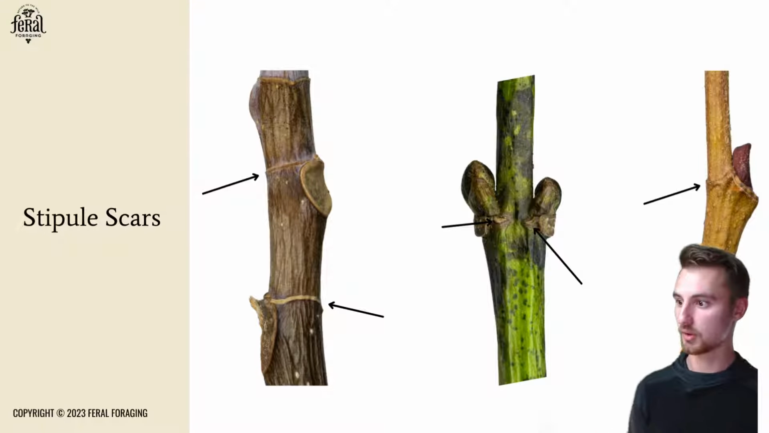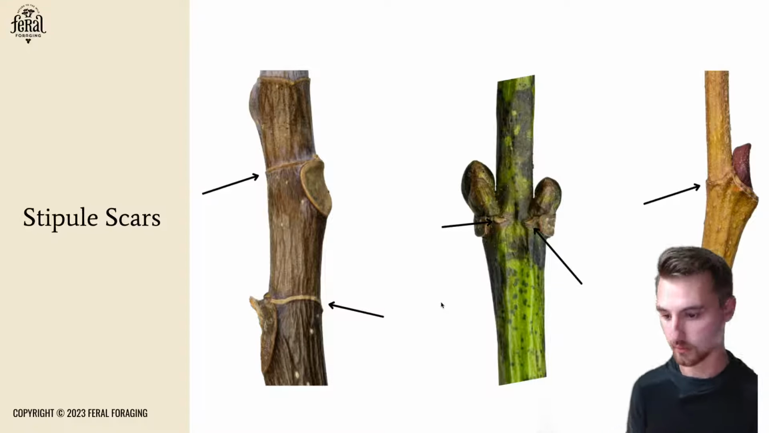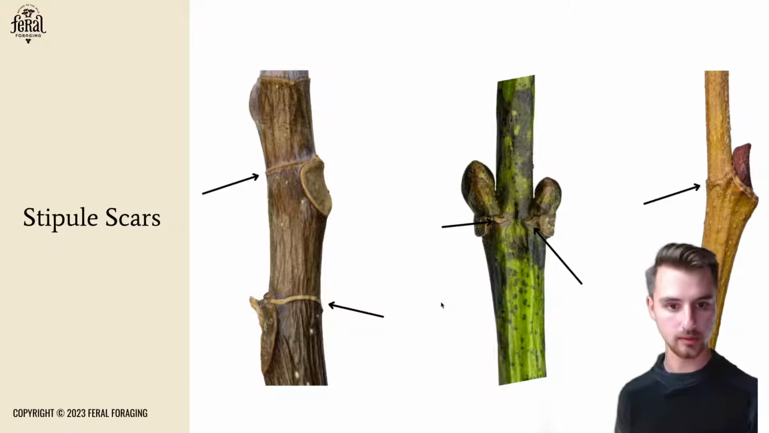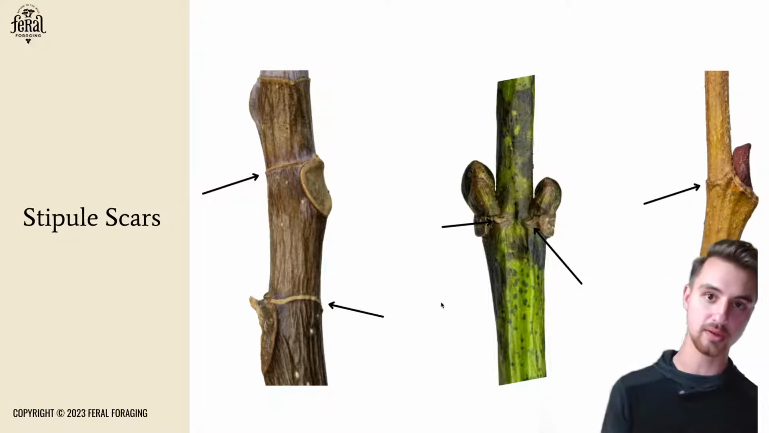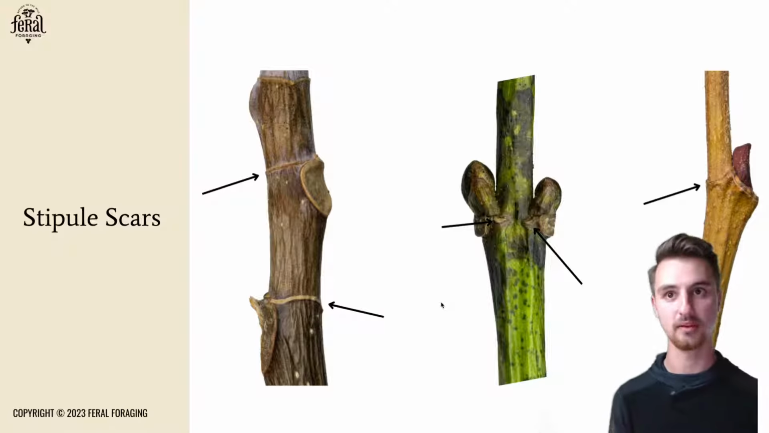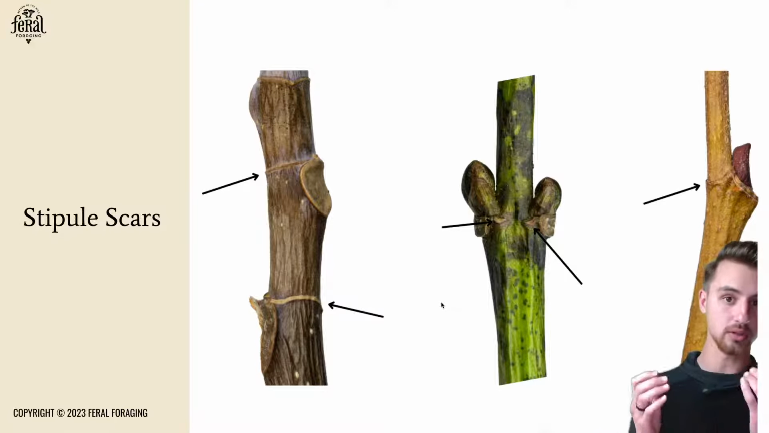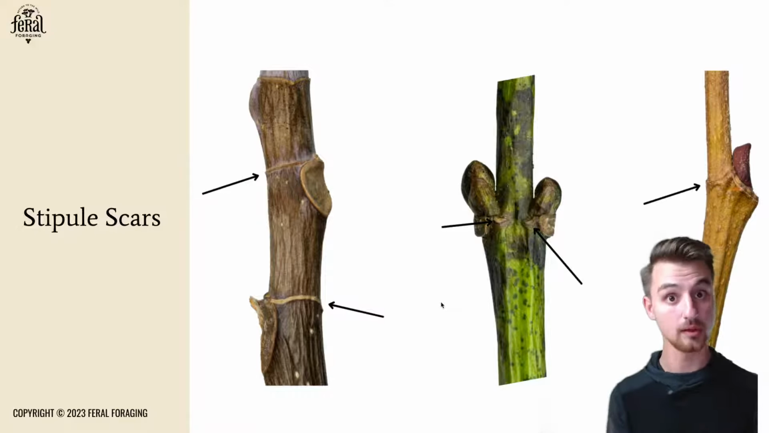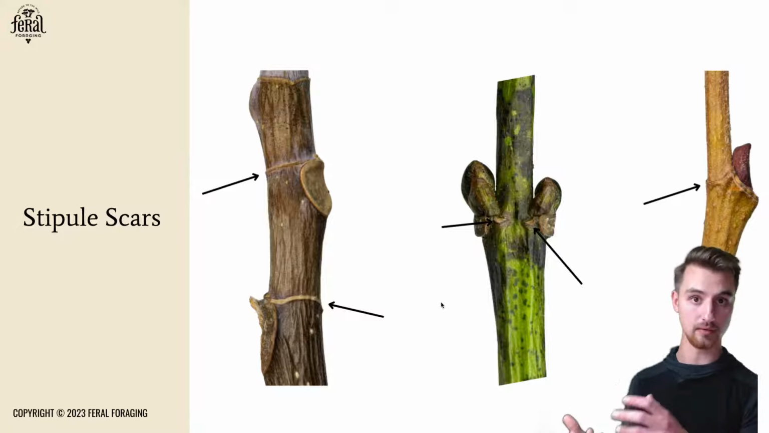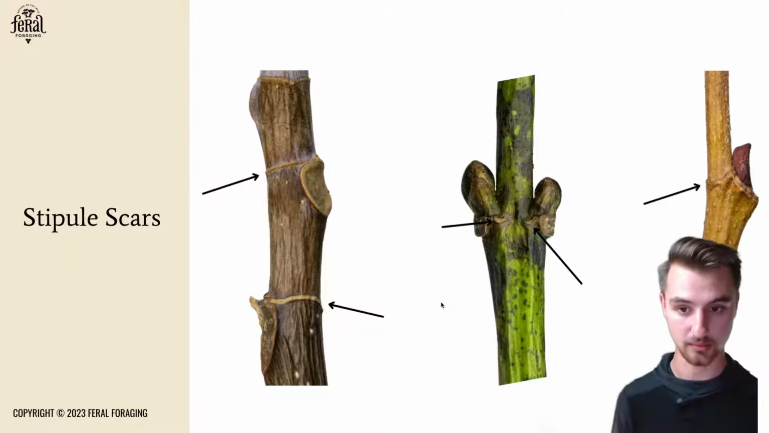Okay, so here is what we are looking for. With stipule scars, if you know, a stipule is kind of like a leafy, for lack of a better term right now, it's a leafy appendage that's growing near the leaf node, right? Separate from the leaves, it's growing near the leaf node. Similar to leaves and how they leave behind leaf scars, these also leave behind scars.